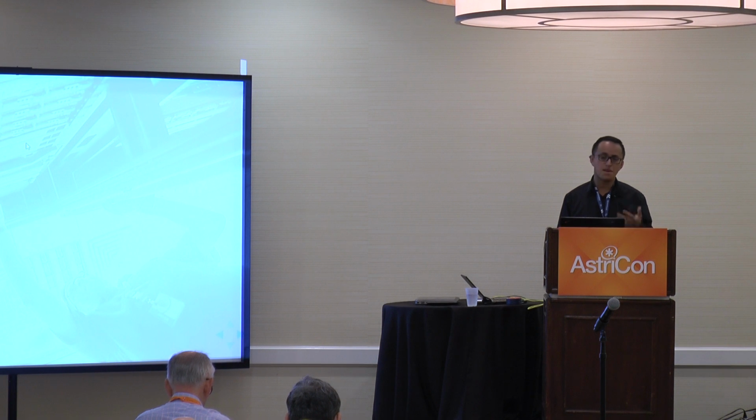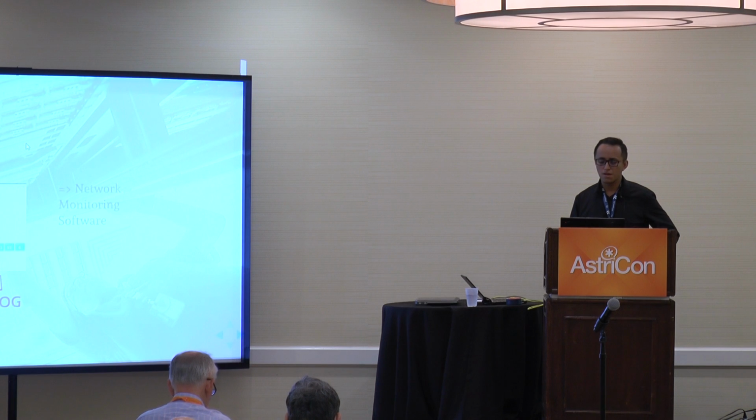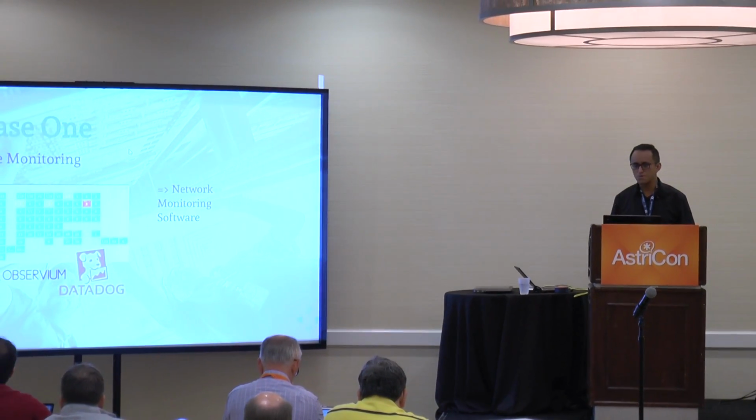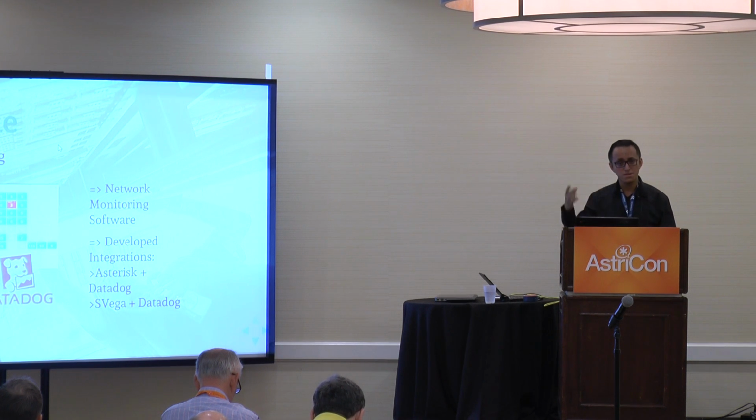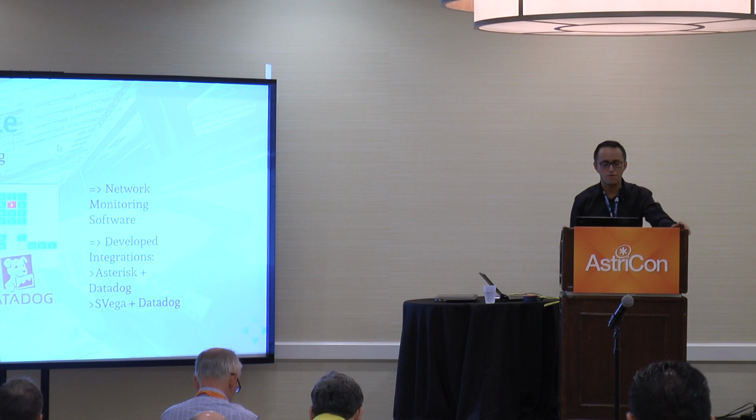Phase 1, as I talked about at the last Astricon, was using network monitoring software, open source and private. We developed some integrations with Asterisk for Datadog and the Sangoma Vega models. It is not easy to get data about them through SNMP, so we developed some hacks with Python and accessed all the data that we wanted. We have screens and monitors telling us what's going on with the voice service infrastructure.